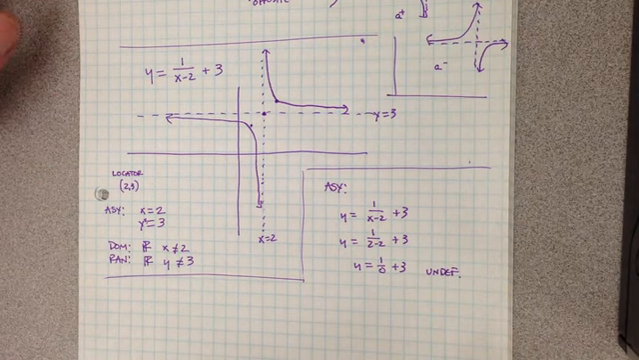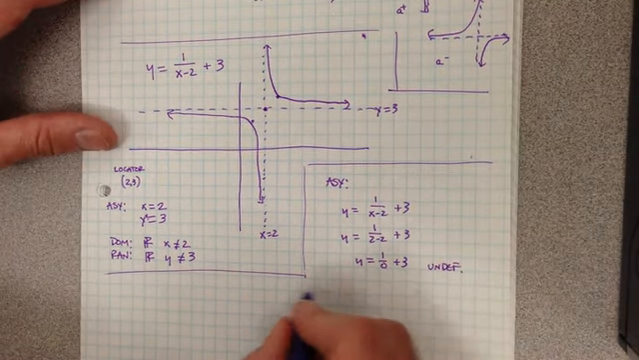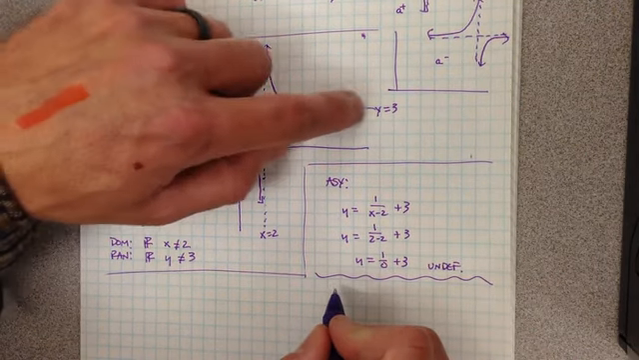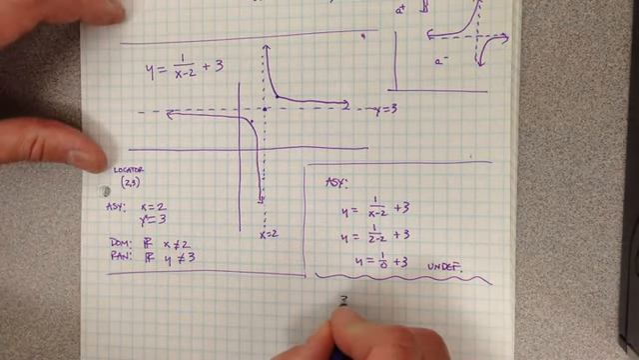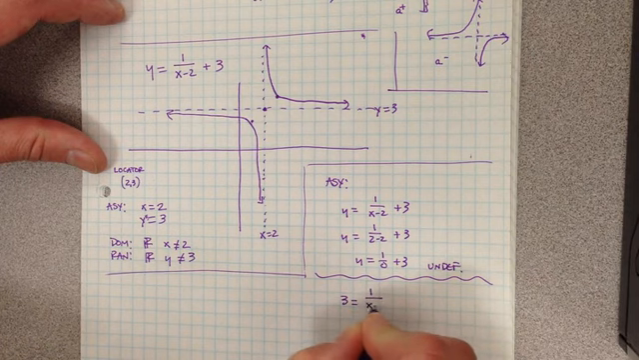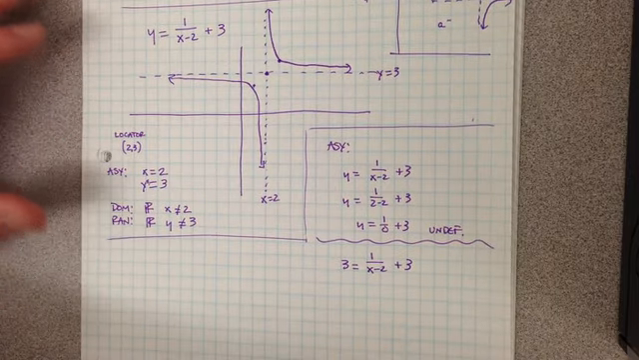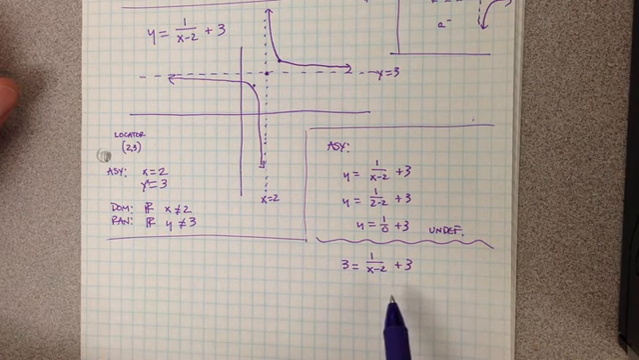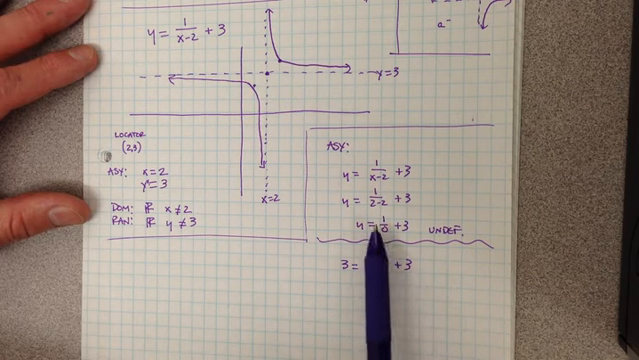And same type of idea when we're dealing with this y equals 3. If I take 3 and substitute it in for y in my original equation, we get 3 equals 1 over x minus 2 plus 3. Now I'm looking at that and I'm saying, okay, that makes sense to me. I can simplify it a little bit. I can take this whole 1 over x minus 2, and I can just use some common sense right there.